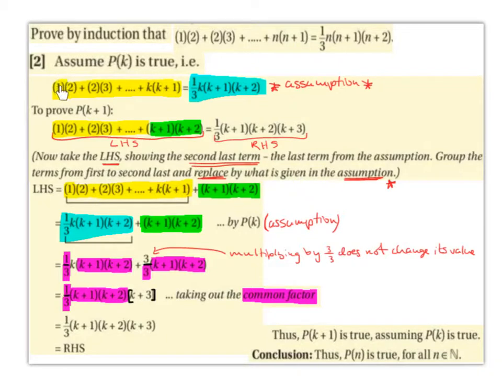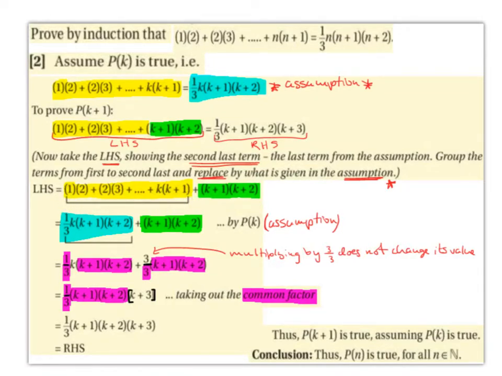So we have 1 times 2, plus 2 times 3, plus dot dot dot, k times (k plus 1). So we have basically gone up as far as here on the left-hand side. We're not including (k plus 1) times (k plus 2). We only go up as far as the second last term, which is k times (k plus 1). So we're grouping those together with this line.